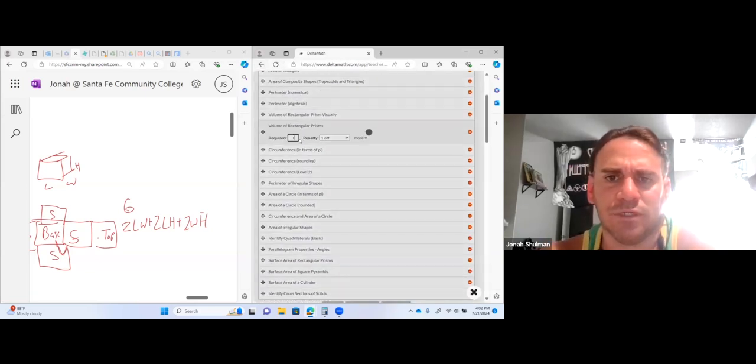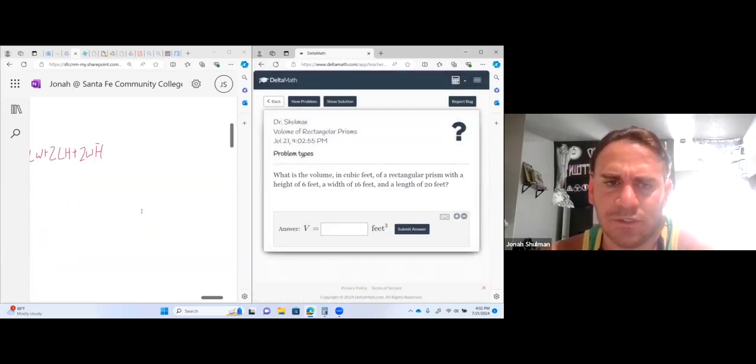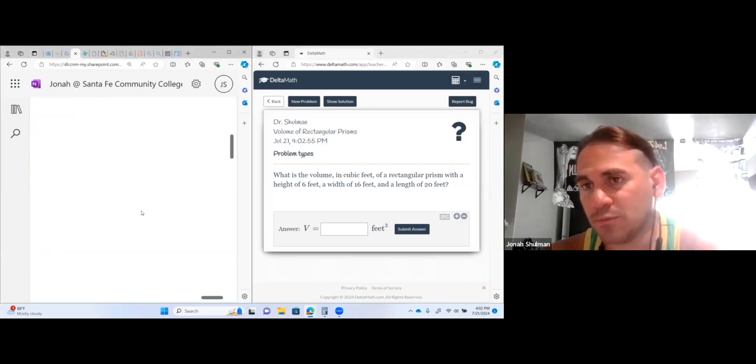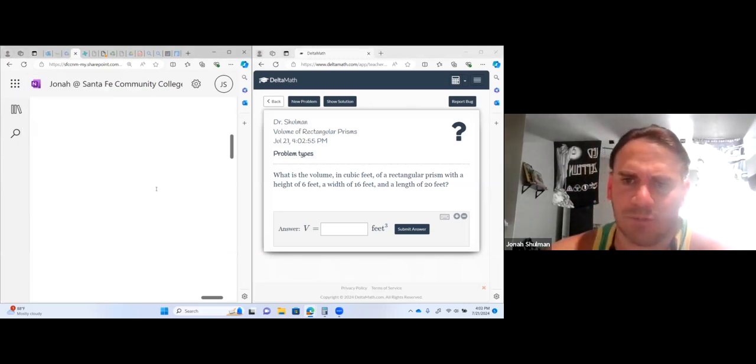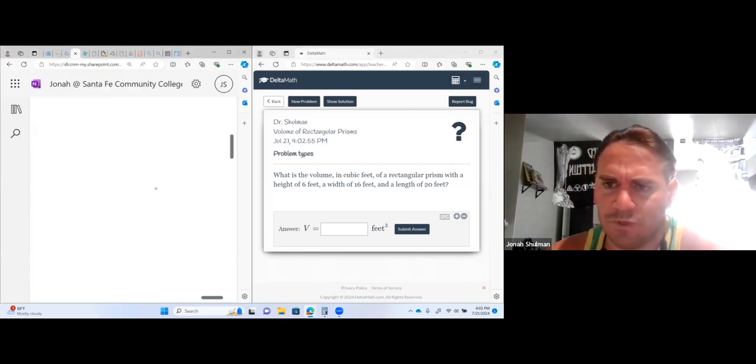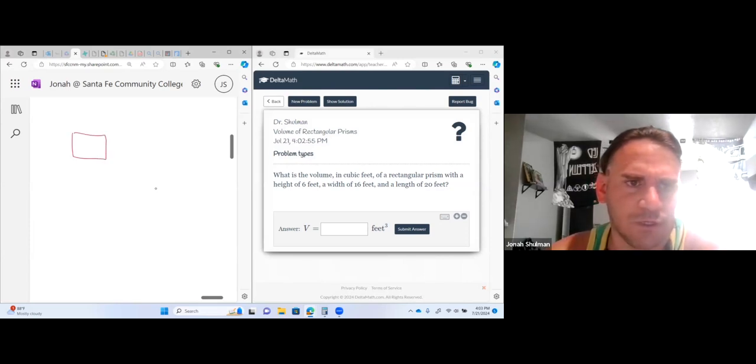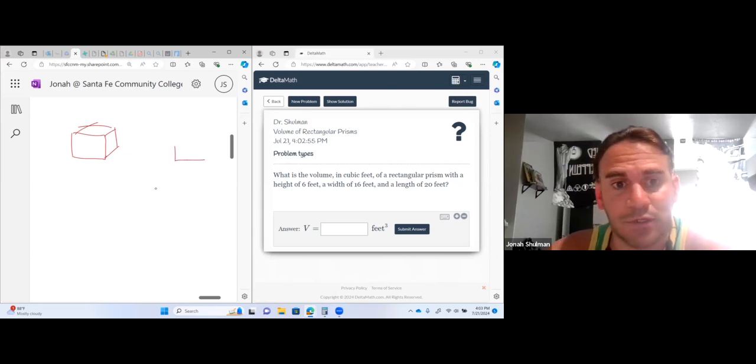All right, let's keep this going. So let's do another volume. So here they don't give you this. A good way to help your students is to have them draw the picture. Drawing the picture helps. So what is the volume in cubic feet of a rectangular prism? So you notice how it says prism. That means we've got rectangles on all sides. If it said rectangular pyramid, it would have looked kind of like that. All right, so it says it's 6 by 16 by 20.